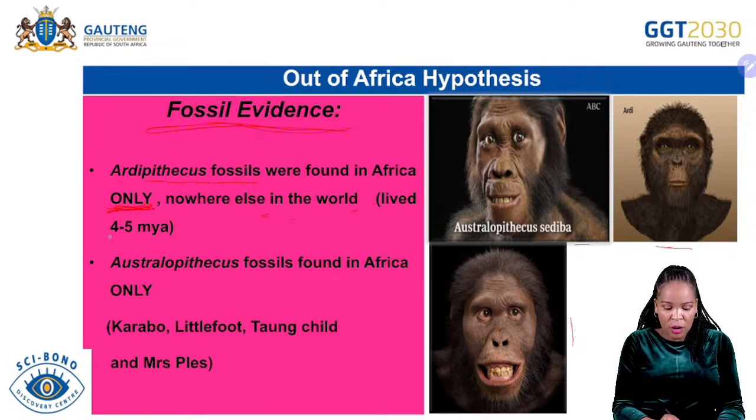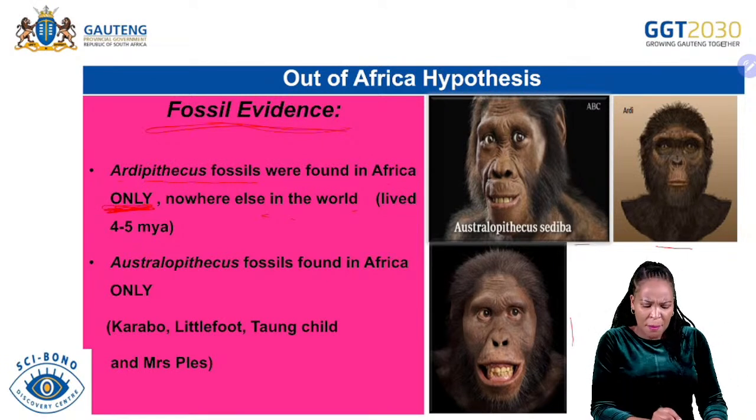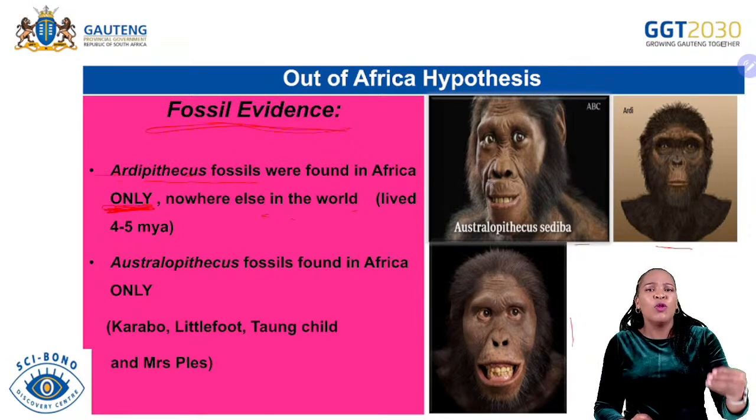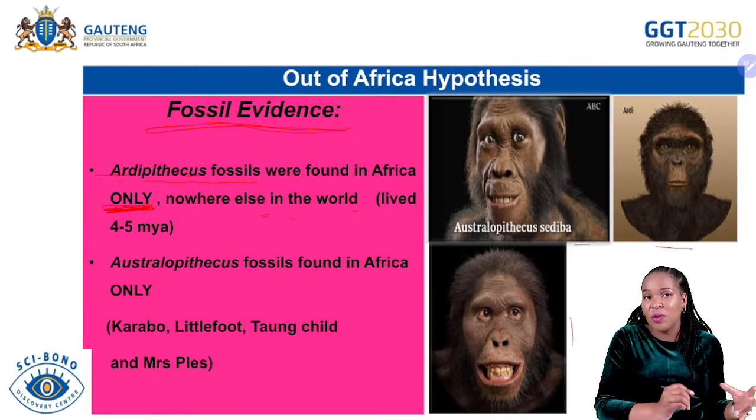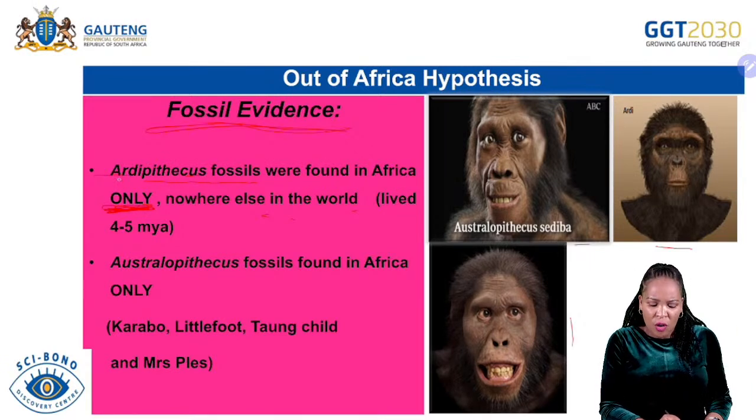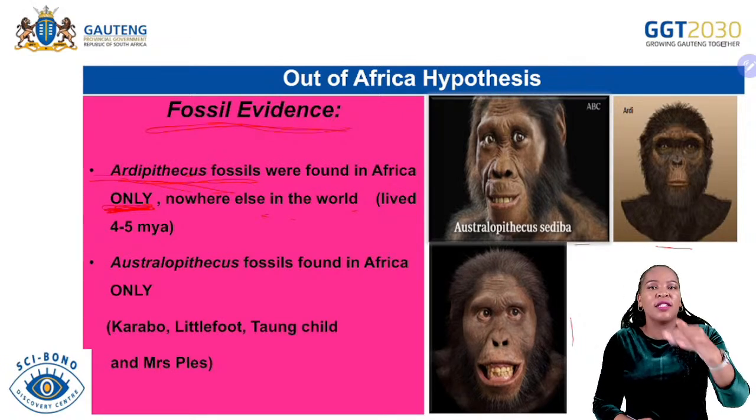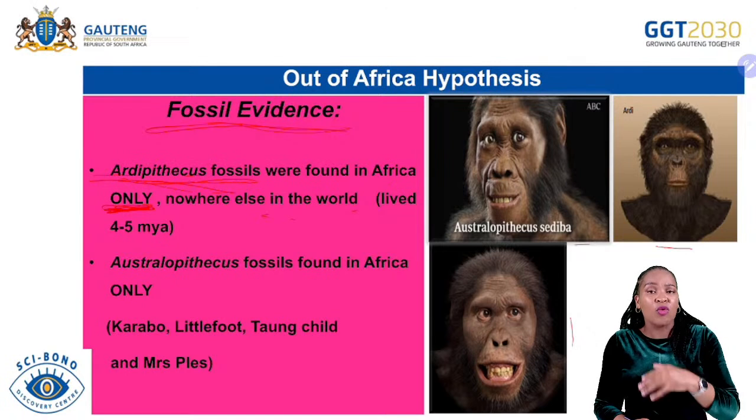They lived about 4 to 5 million years ago. Now this will give you a support. Remember, Ardipithecus species are the ones that will give rise to the Homo species. Remember, this is our ancestor now. This is where we start. So if they were found here only and nowhere else in the world, that supports the out of Africa hypothesis, because this is what gave rise to the modern human.